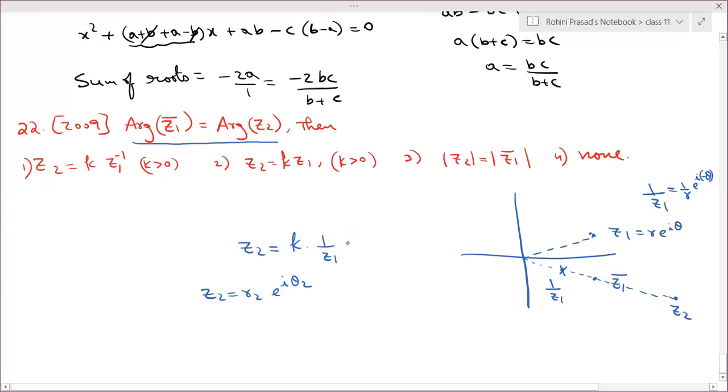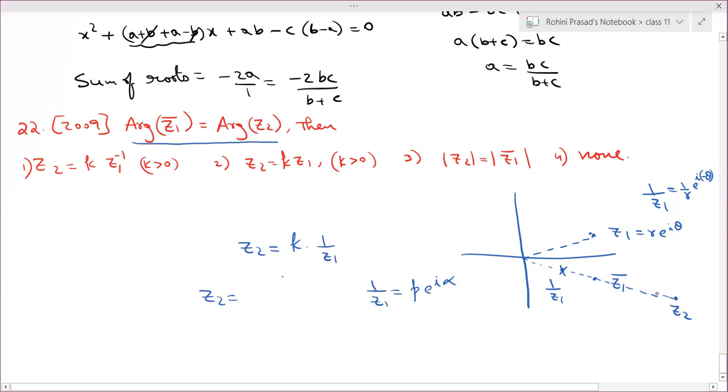If we take 1 by Z1, 1 by Z1 equal to some, R already used for Z1, okay, some P e power I alpha, some complex number. Then Z2 should be equal to, so we start from 1 by Z1, then it is easy. So the Z2 should be equal to, in the diagram also you can understand that.